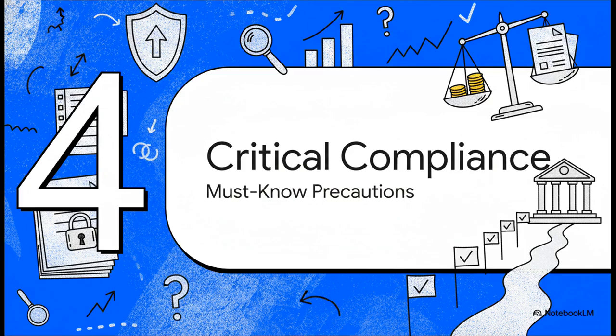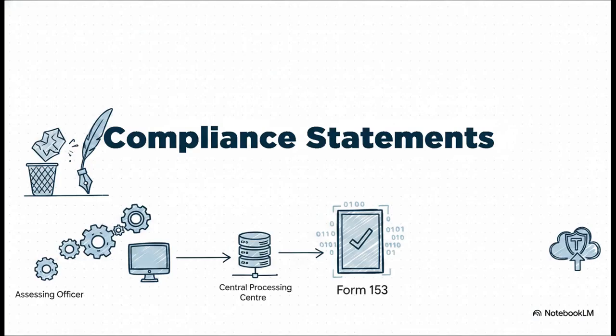Okay, on to Section 4, Critical Compliance Points. You can say goodbye to those old manual text-heavy formats. Enter Form 153. This is the new statutory certificate and notice of demand issued by the TRO under the new framework. It totally replaces the legacy forms and is completely redesigned for our digital-first environment. This fundamentally improves system integration across the board between the assessing officer, the central processing center, and the TRO.